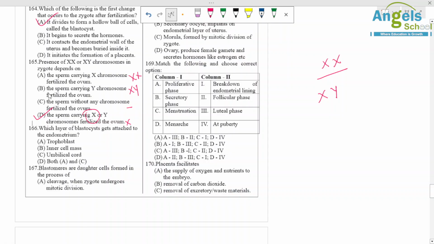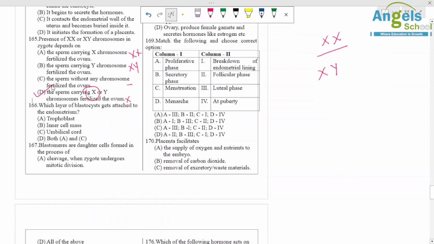Okay, question number 166. Which layer of blastocyst get attached to endometrium? Option trophoblast, inner cell mass, umbilical cord, and option both A and C. Okay, so ब्लास्टोसिस्ट में एंडोमेट्रियम के साथ में जो अटैच लेयर है दैट इज ट्रोफोब्लास्ट ओनली. सो ऑप्शन ए इज करेक्ट.